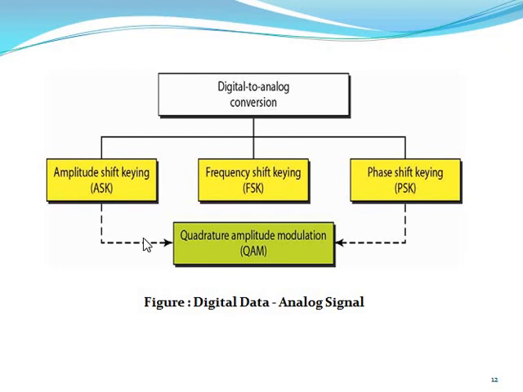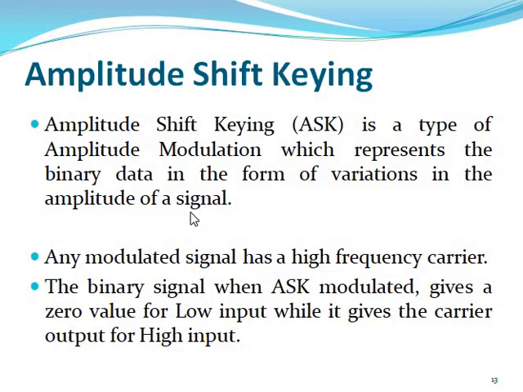Also we can use quadrature amplitude modulation. Now we can show amplitude shift key, then after that frequency shift key, and last phase shift key. So what is amplitude shift key? Amplitude shift key is a type of amplitude modulation which represents binary data in the form of variation in the amplitude of the signal. So what is amplitude shift key? It represents binary data through variation of the signal.